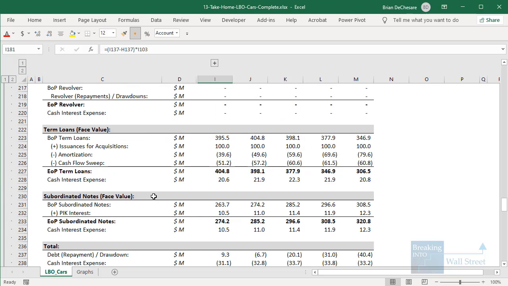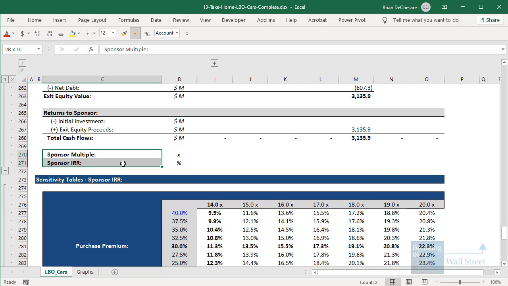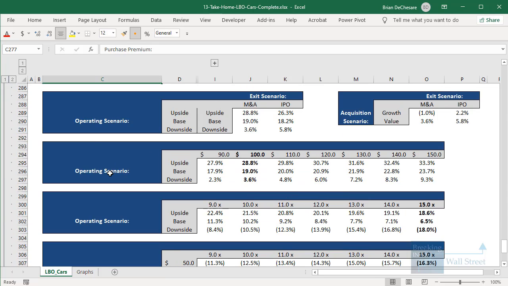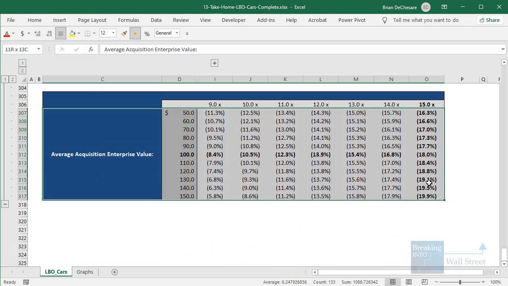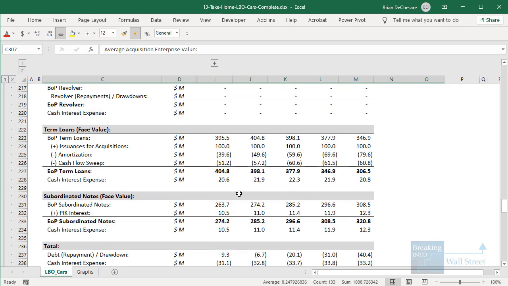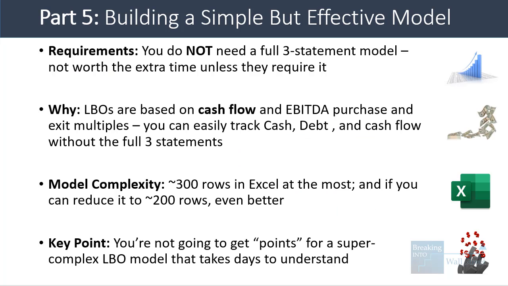In this case, we get to about 270 rows if you go down to the returns calculations. With the sensitivity tables, this is closer to just over 300 rows, which is okay, but we could probably simplify this a little bit. The key point is that, again, you're not going to get points for a very complex LBO model that takes someone days to understand. No one has that kind of time.